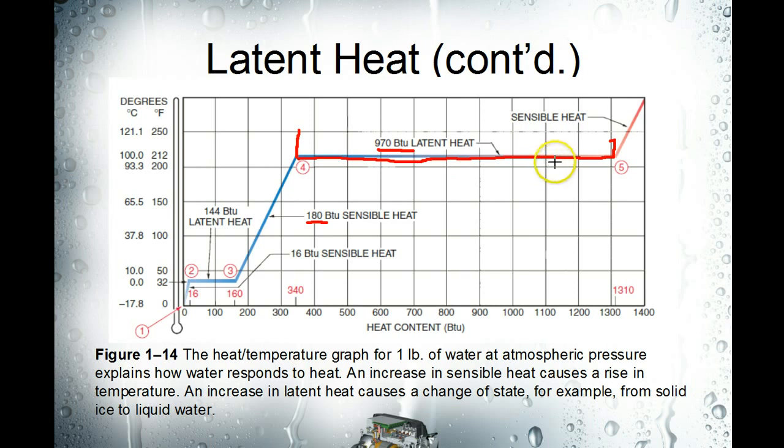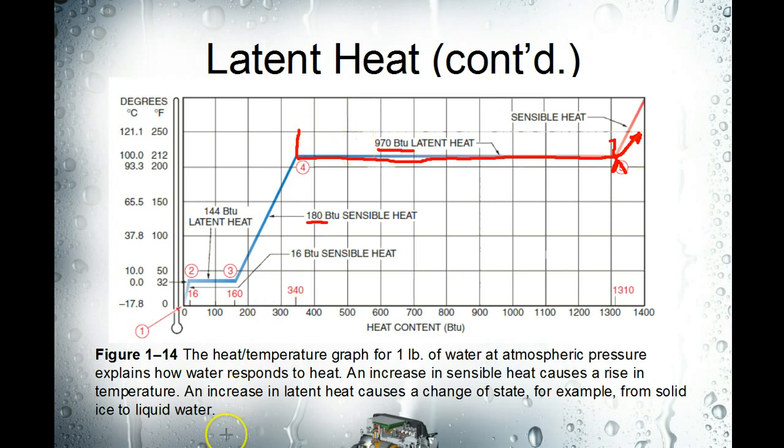Now think about this. If it didn't escape, once all of the water was boiled off into vapor, it can't change state anymore if we add heat. So what happens is that vapor goes from 212 degrees, and once again the sensible heat starts to rise up, and that is our sensible heat in the vapor form.